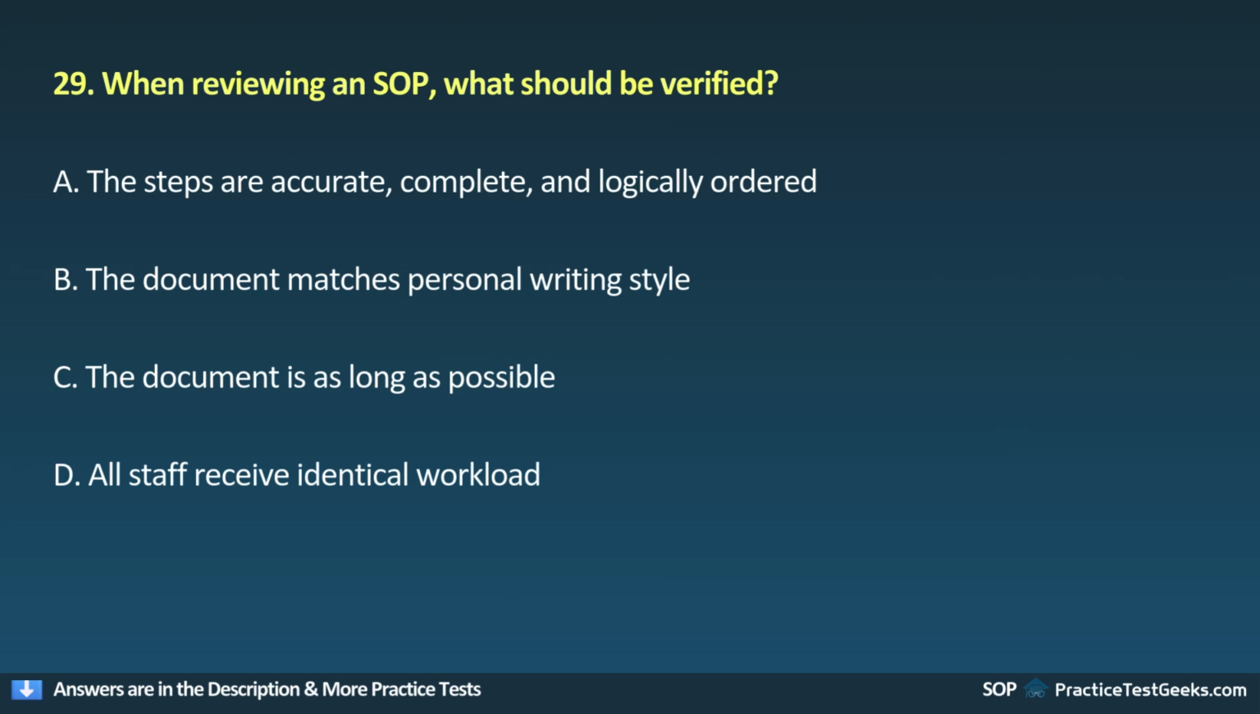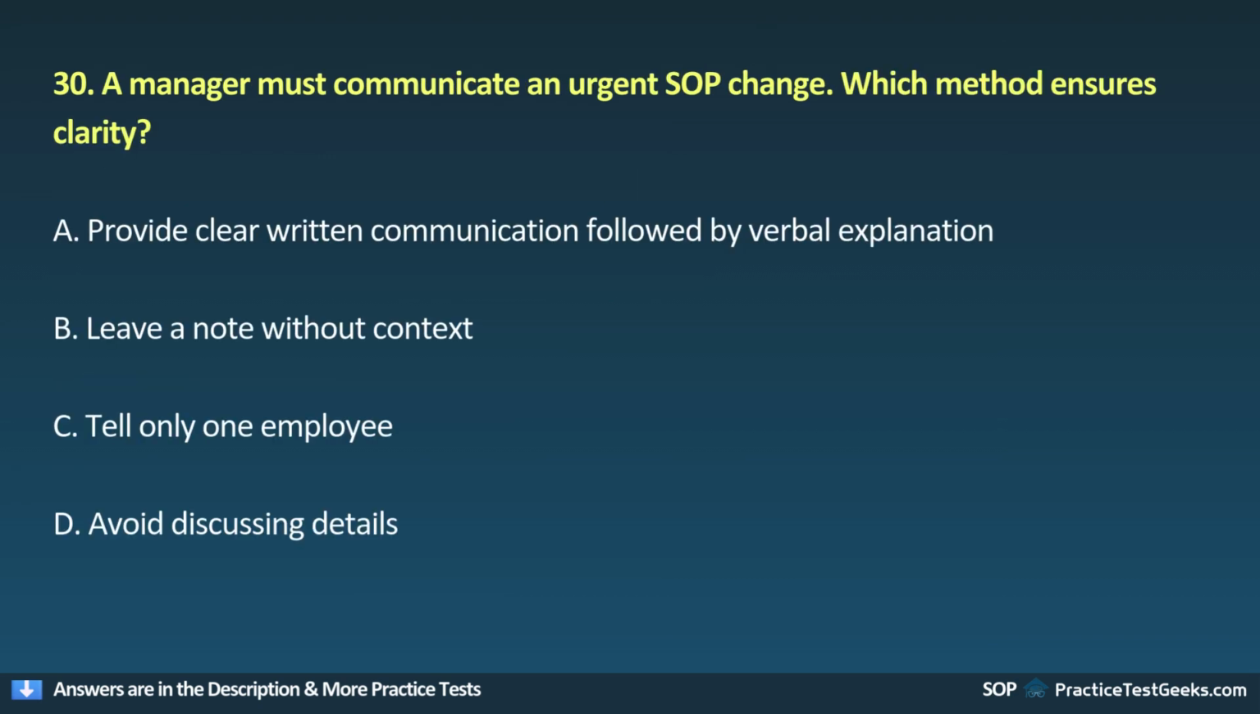B. The document matches personal writing style. C. The document is as long as possible. D. All staff receive identical workload. 30. A manager must communicate an urgent SOP change. Which method ensures clarity? A. Provide clear written communication followed by verbal explanation.